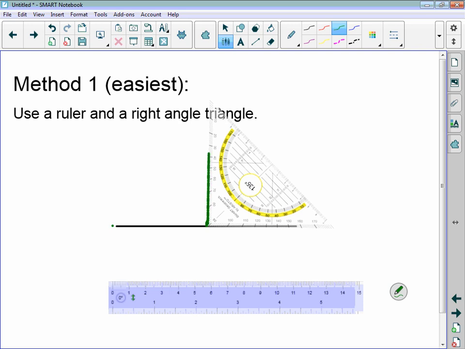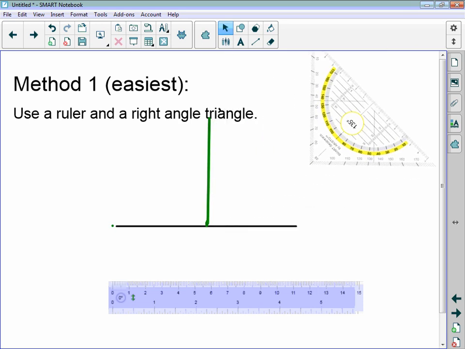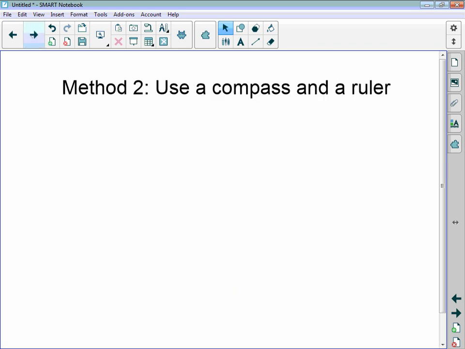Then I just continue to draw that line, and that line bisects my first line. So let's label these. So I have line AB is perfectly bisected by line CD. And that's one way to do it. Simple. The second way to do it is to use a compass and a ruler. This isn't quite as easy, but it's sort of neat.